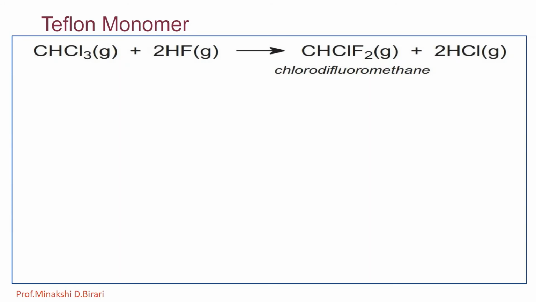Tetrafluoroethylene can be prepared from chloroform. Chloroform on reaction with HF at 65 degrees Celsius in presence of SbCl5 gives a mixture of chlorofluoromethane, and the chlorofluoromethane on heating at 600 to 500 degrees Celsius gives tetrafluoroethylene as monomer. So this one is the first method. From chloroform, tetrafluoroethylene monomer can be prepared.